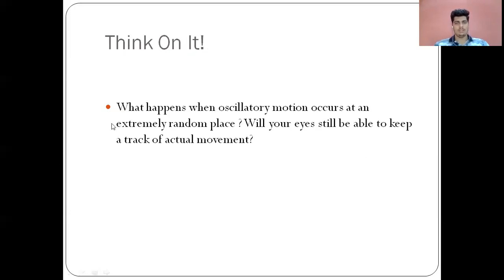Then, what happens if oscillatory motion occurs at an extremely random place? Will your eyes still be able to keep track of the actual movement? Well, it completely depends on the person, how much focus or attention that person is paying to that motion. At an extremely random place, it is very difficult for our mind and eyes to see, recognize, and remember that at the same time.